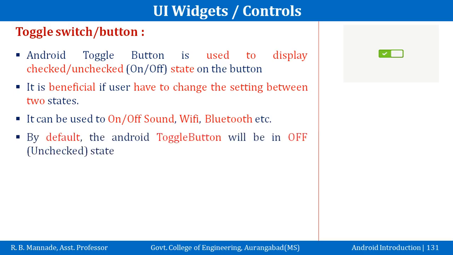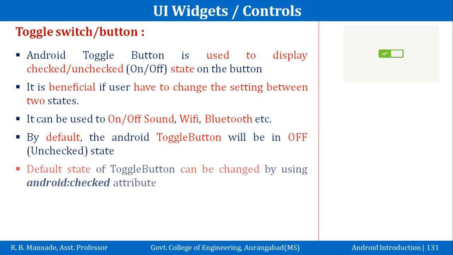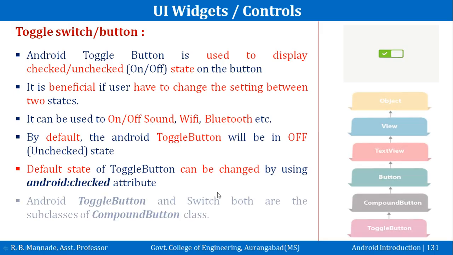By default, an Android toggle switch will be in the off state. It means it will be in the unchecked state, but this state can be changed by using a property called checked. It means the android:checked attribute, and this attribute should be set to the value true in order to change its state.